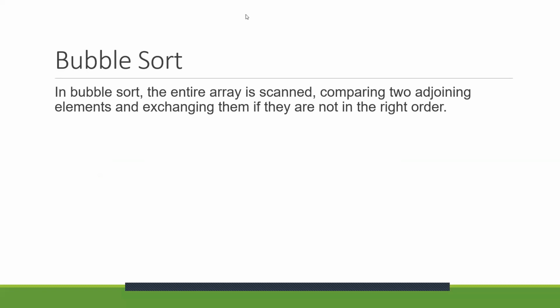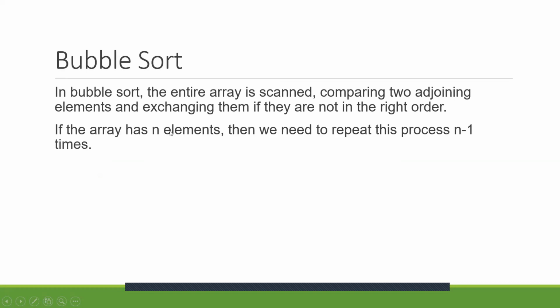In bubble sort, the entire array is scanned comparing 2 adjoining elements or 2 elements which are beside each other, and we are exchanging them if they are not in the right order. Okay, that is the whole algorithm. If the array has n elements, then we need to repeat this process n minus 1 times. In our case, we had 5 elements. So we had to repeat the process 4 times.